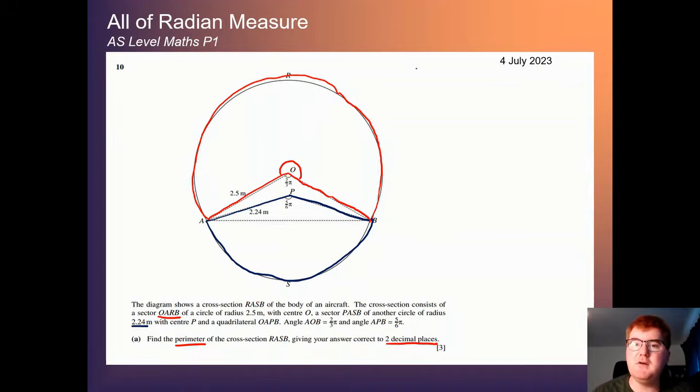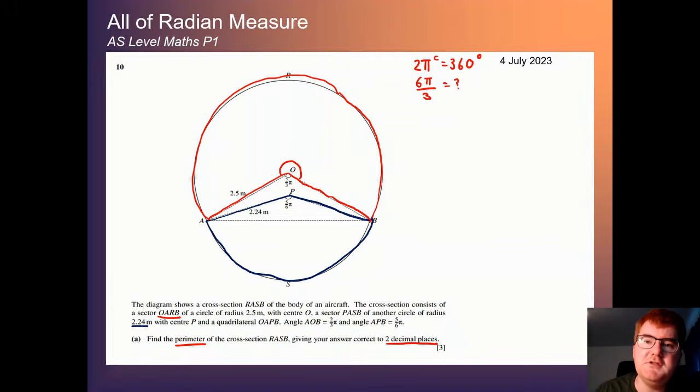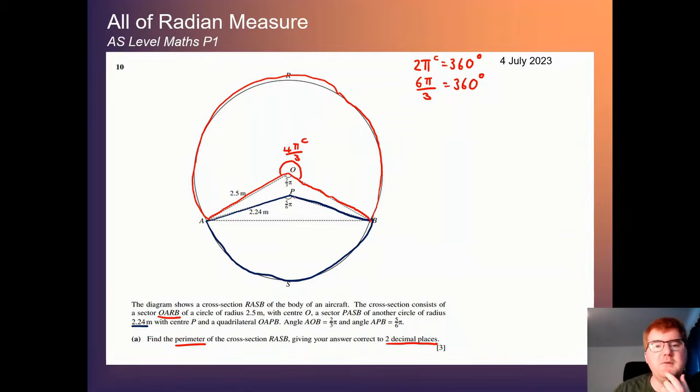Now remember, just a quick reminder, 2 pi radians is equal to 360 degrees. So if we want to work out this angle here, well, 2 pi, if we unsimplify this, we get 6 pi over 3, which is also equal to 360 degrees. Therefore, for this angle here to add up to 2 pi radians, we need to have this at 4 pi over 3 radians. Notice with the blue sector here, we've actually got the angle inside, so we can use that directly.